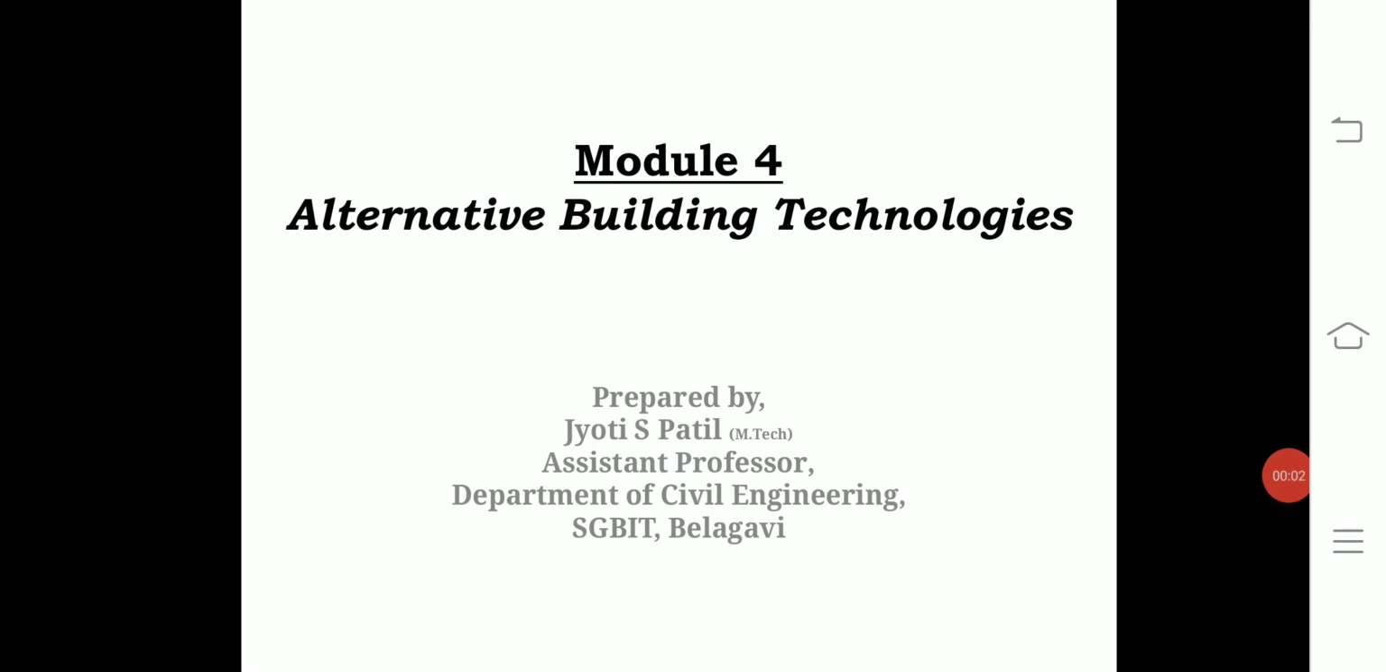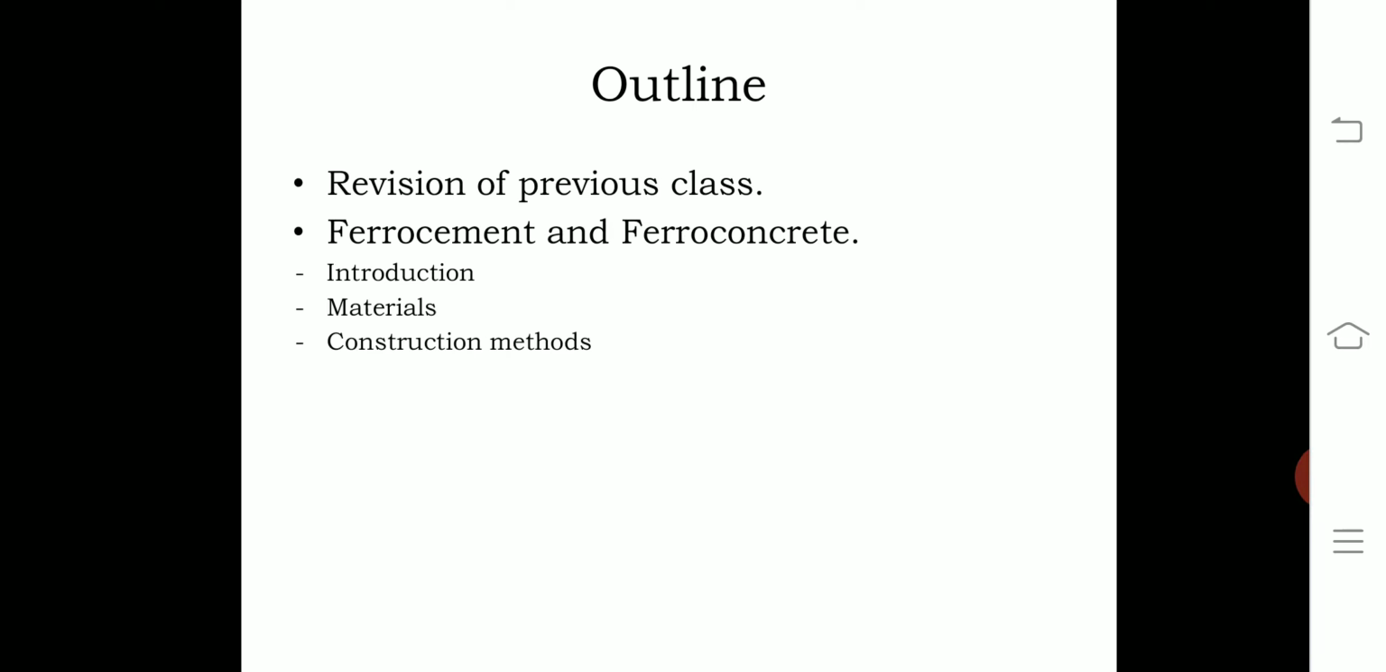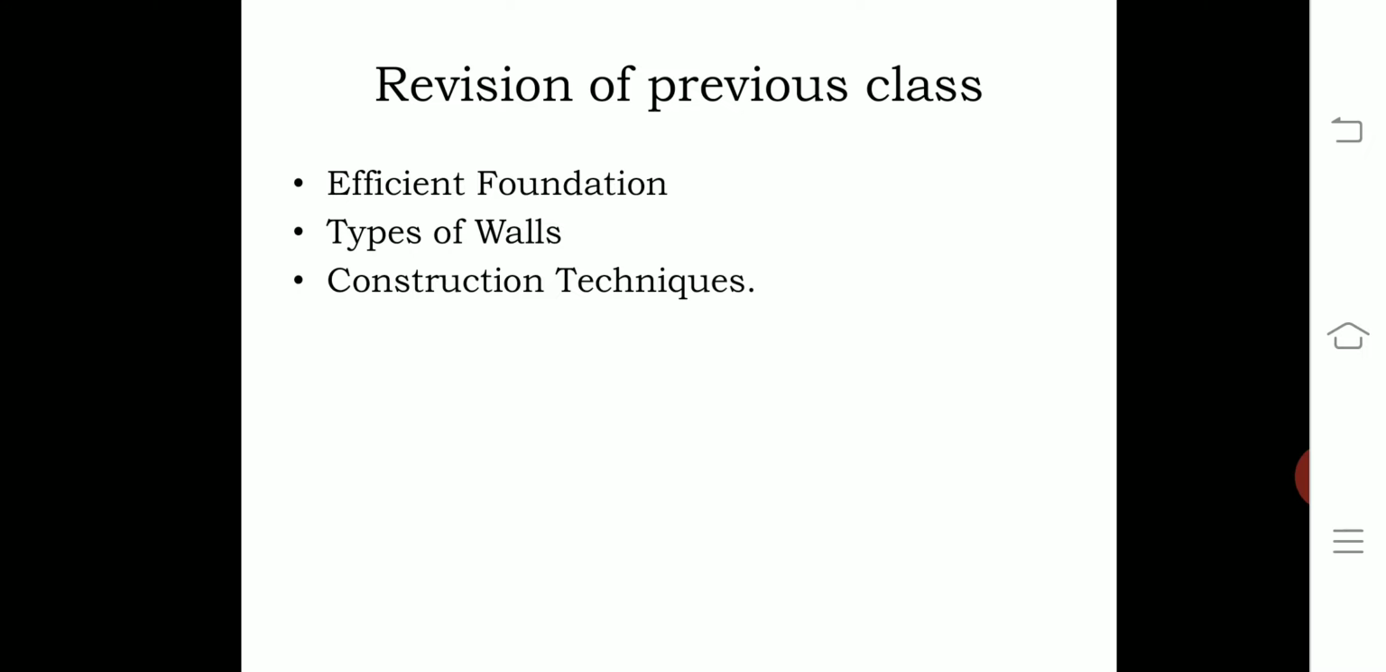Hello friends. Today we are ahead with part 2 of module 4, that is on alternative building technologies. The outline of today's class goes like this: revision of previous class, ferrocement and ferroconcrete. In that we'll be dealing with introduction, materials and construction methods. Let us revise the previous class.